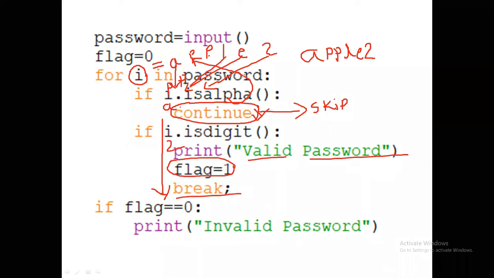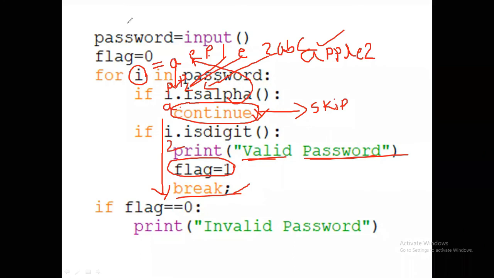I write break, because even if there is ABC after that, it is still a valid password, so there is no need to check further. As per the problem description, if at least one number is there in the string, then we say it is a valid password. So this is the simple logic: I read the string, then check whether each character is an alphabet or a digit. If it is an alphabet, I read the next character. If it is a digit, I print valid and break the loop.